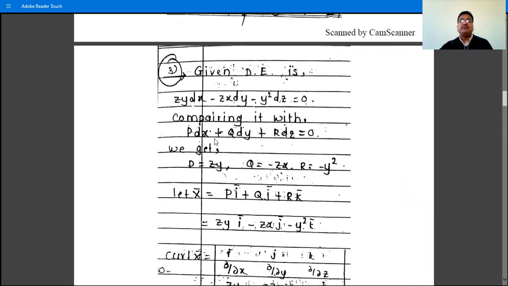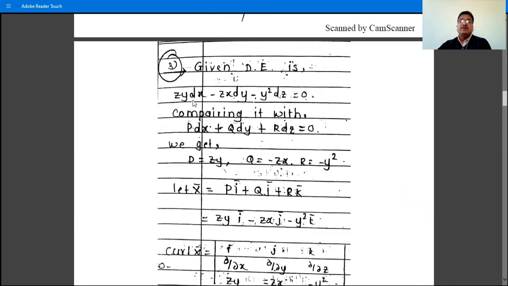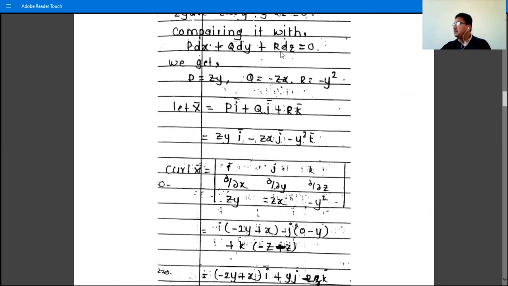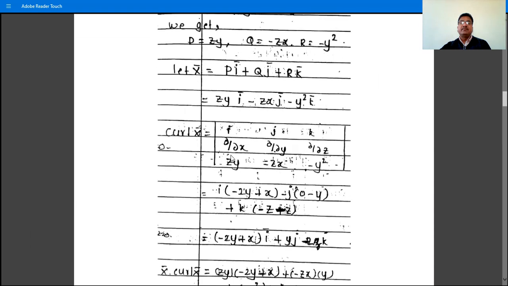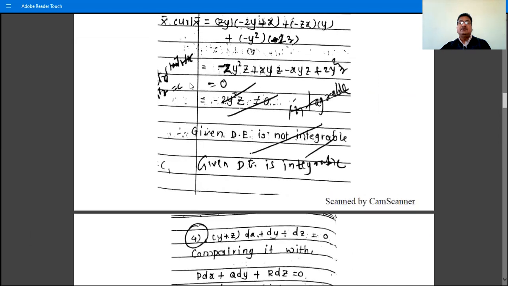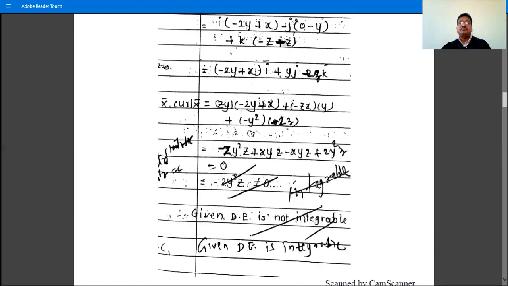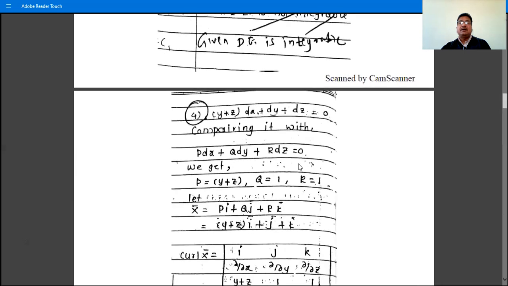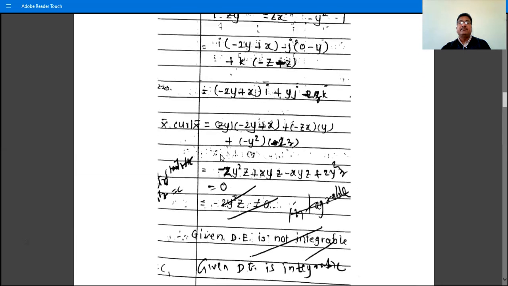Okay. The next problem is this, zy dx minus zx dy minus y square dz is equal to 0. So compare with p dx plus q dy plus r dz is equal to 0. Find p, q, r, and then x bar is this, curl x bar is this, and then x bar dot curl x bar is 0, and therefore the given differential equation is integrable. And how can we find its solution?